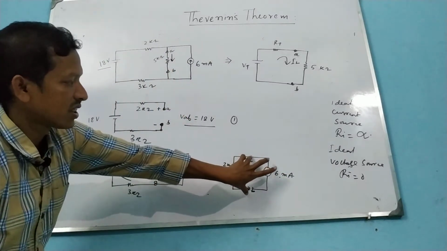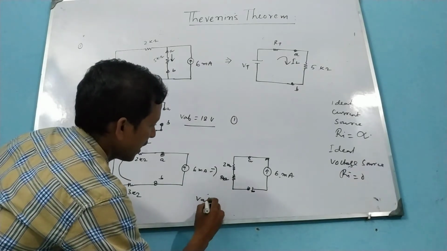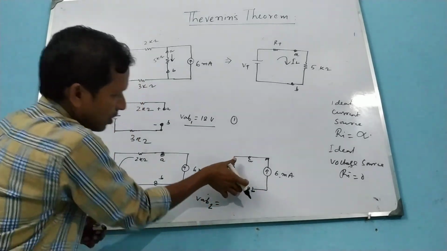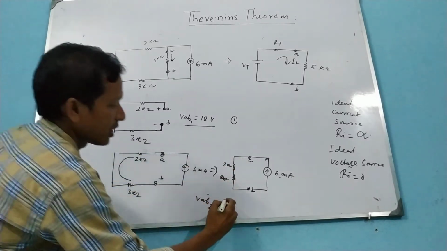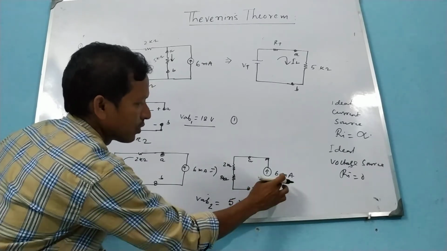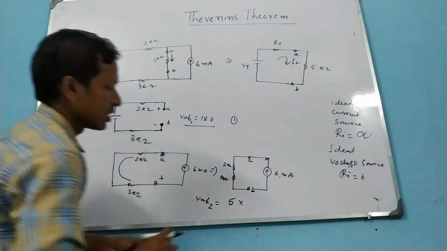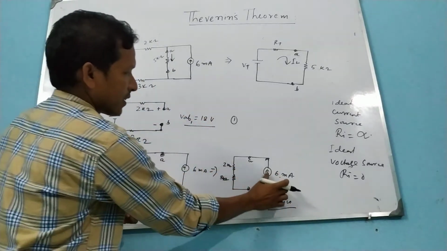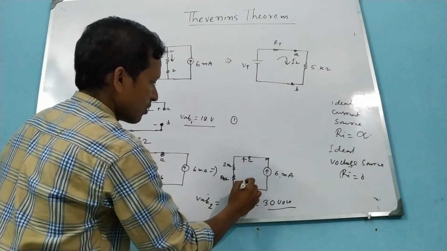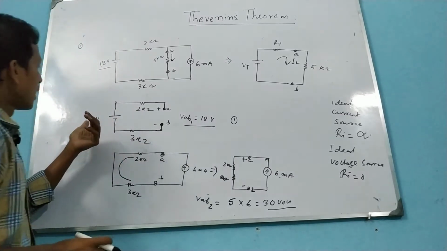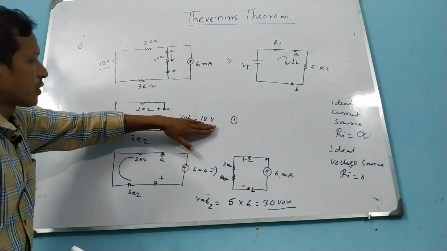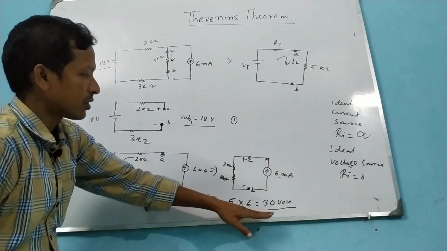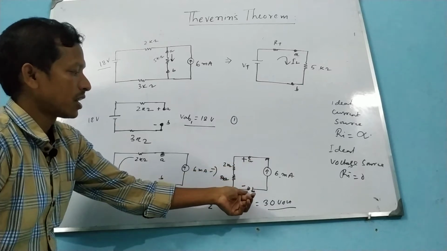6 milliampere source. So what will be the voltage across the AB terminals? Let this be VAB1 due to the voltage source and this VAB2. VAB2 equals 2 kilo ohm plus 3 kilo ohm, they are in series, so the total resistance is 5 kilo ohm, into 6 milliampere. Kilo ohm into milliampere means volt, so this is 30 volt. Since the current flows this way, the upper side becomes positive and the lower side negative. So the 18 volt source produces 18 volt, upper side positive, lower side negative, and the 6 milliampere current source produces 30 volt, also upper side positive and lower side negative.